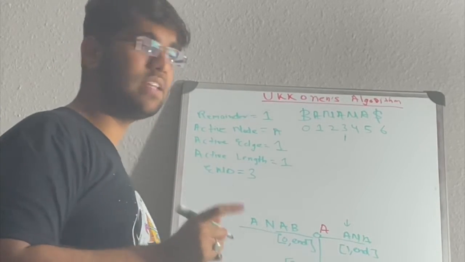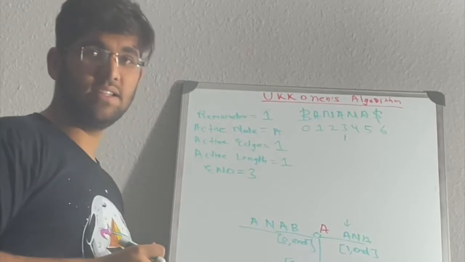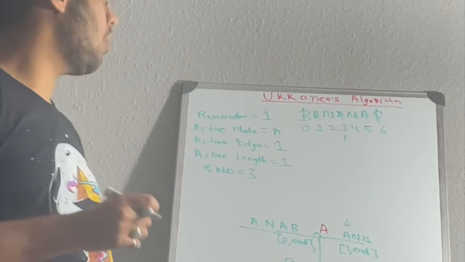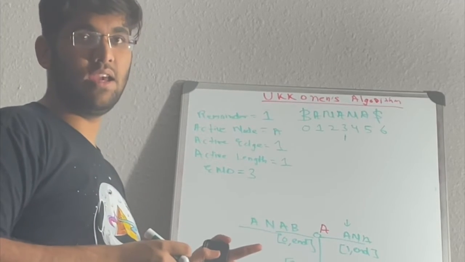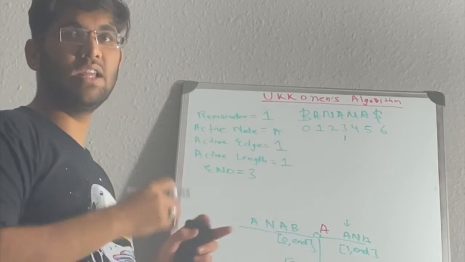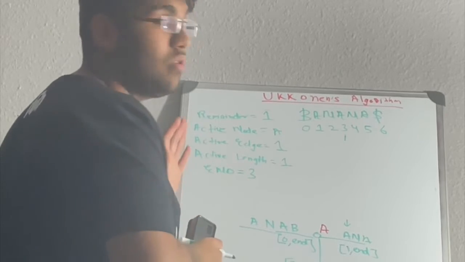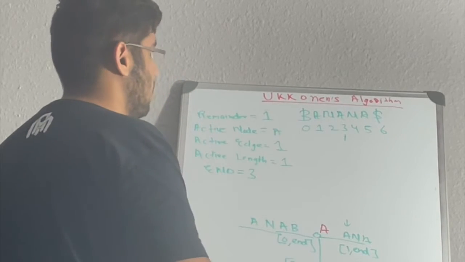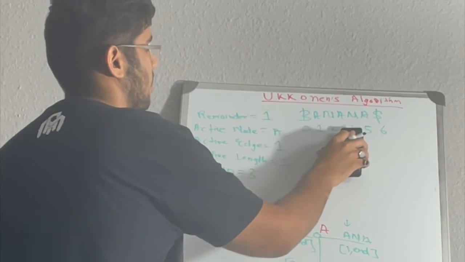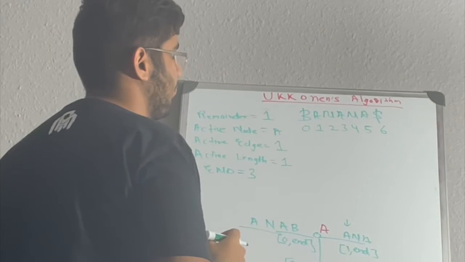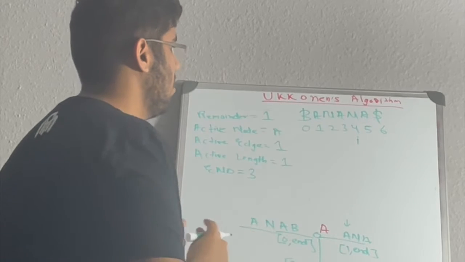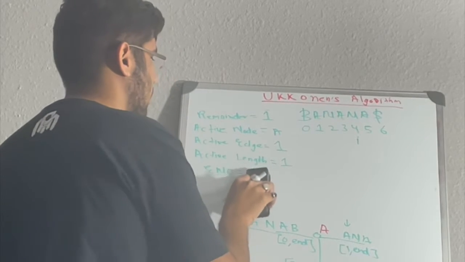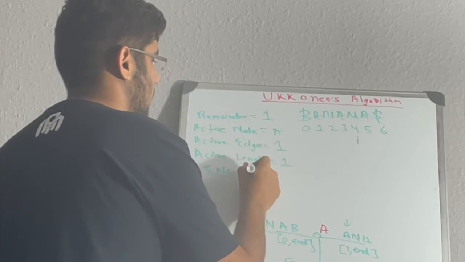Basically, we go to the next phase only if either remainder is equal to 0 or we use criteria 3. If we have used criteria 3, then also we go to the next phase, but we don't decrease the value of remainder. So now we go to the next phase, increase the value.